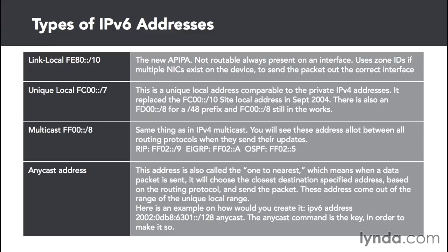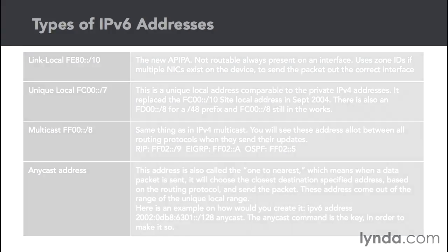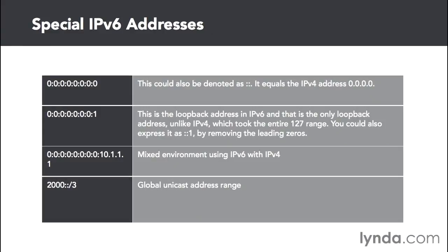All right, and in order to configure an Anycast address, you can see here the syntax towards the bottom of the paragraph. You would actually put anycast after the address, and that will go ahead and make that IP address into an Anycast address. But besides these addresses, there are some special types of addresses that we need to know as well.